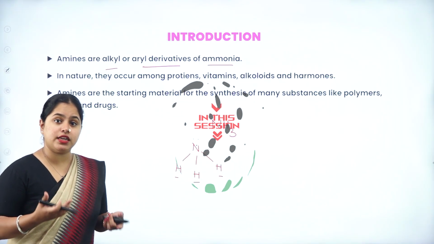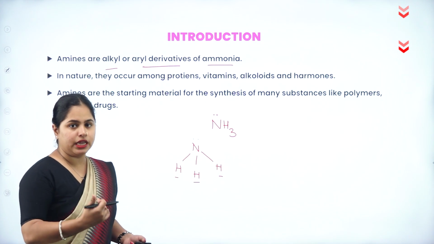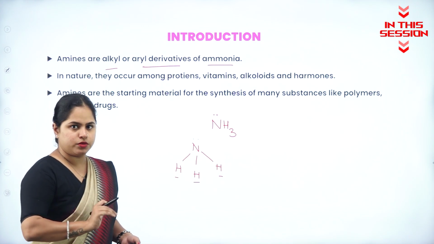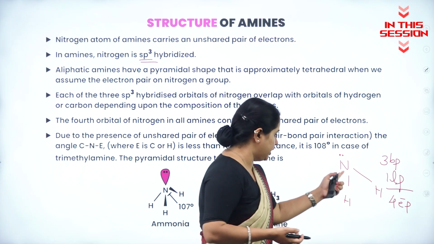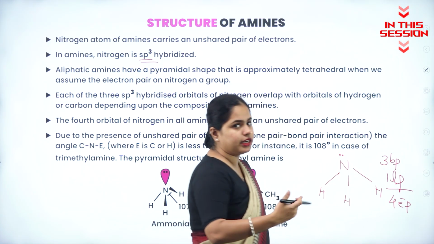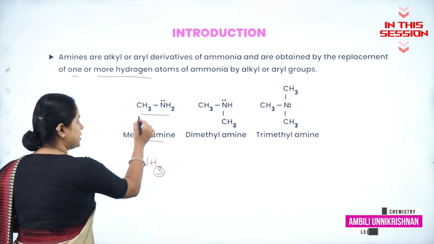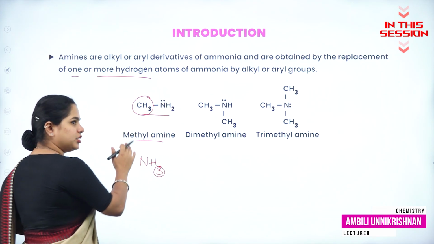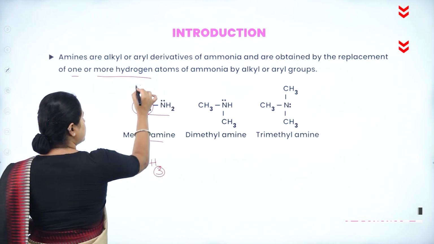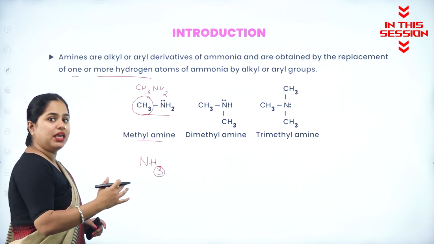Derivatives of ammonia means that these hydrogen atoms can be replaced by aryl or alkyl groups. Hence, you will obtain amines. Hybridized orbitals of nitrogen in these three bonds are overlapping with the orbital of hydrogen. One hydrogen atom is replaced by a methyl group. So it was NH3 before, one H is replaced by CH3. So you will of course get CH3NH2, right? So this is called methyl amine.